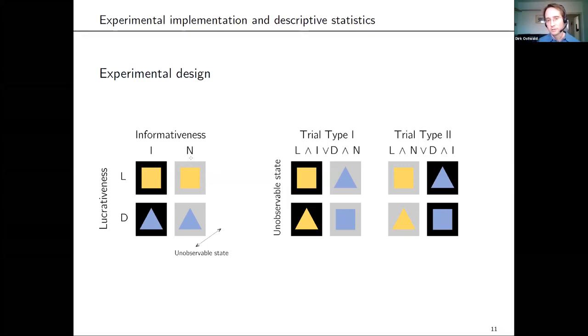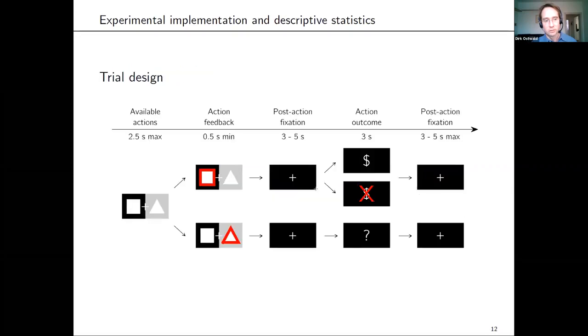Participants and the artificial agents were exposed to these choice problems in two trial types. Trial type 1 was the relatively simple decision between a lucrative and informative action, for example if the square is believed to be lucrative at this point, then the square with the black background, versus a detrimental and non-informative action. Of course it's very intuitive that lucrative and informative is better than detrimental and non-informative. On the other hand, we had trial type 2, where participants or agents were supposed to choose between a lucrative and non-informative action or a detrimental and informative action. So these are the two trial types in which the various action choices were presented.